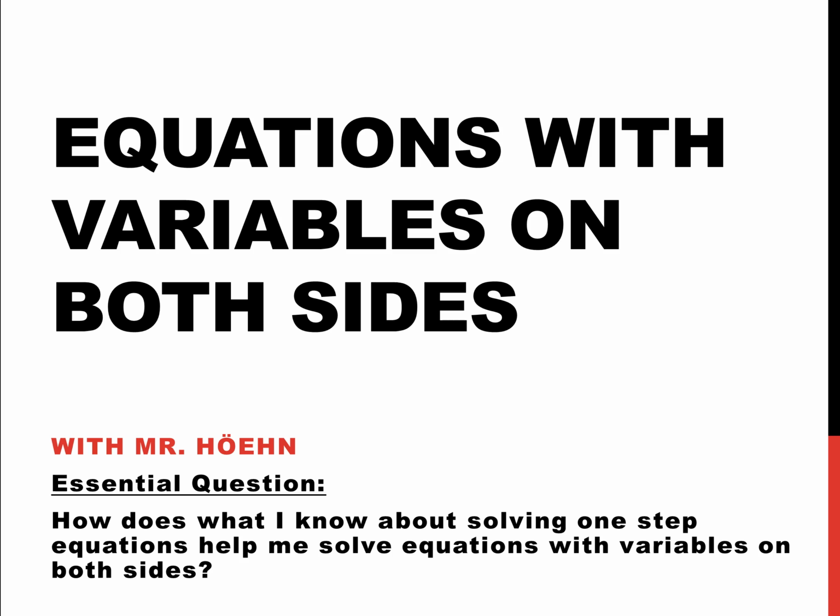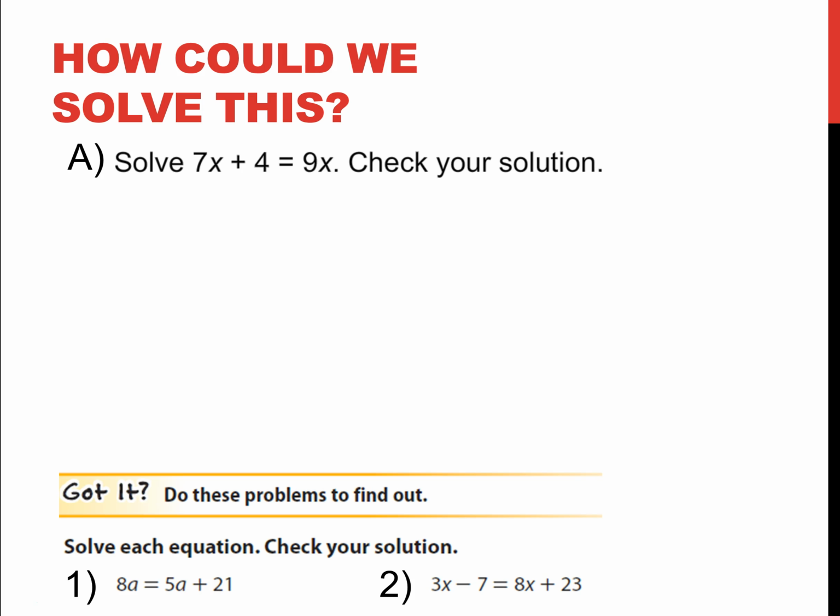Moving on, we've got equations with variables on both sides. Still with me, and our essential question for this section is, how does what I know about solving one-step equations help me solve equations with variables on both sides? All right, so we're getting deeper and deeper down the rabbit hole here, and for our first example, example A, you'll see that this equation has 7x on one side and 9x on the other side of the equal sign.